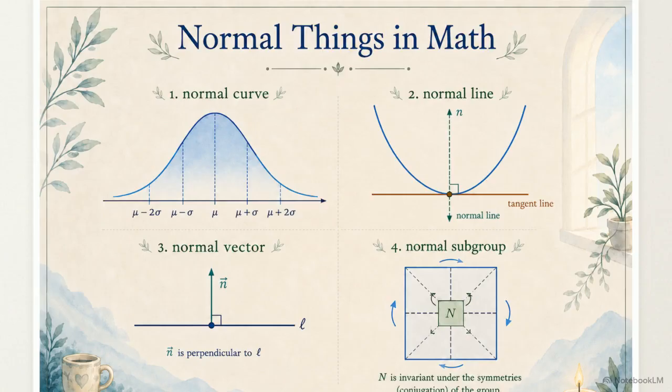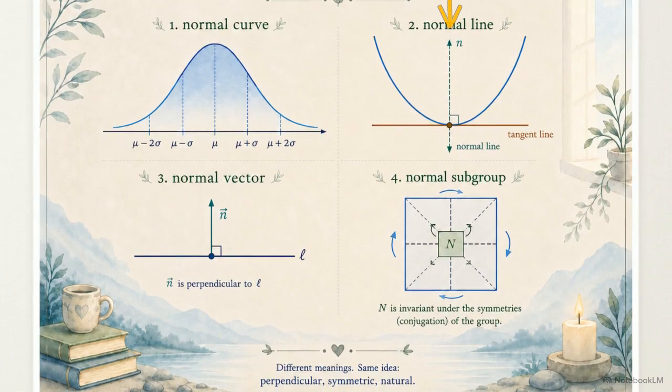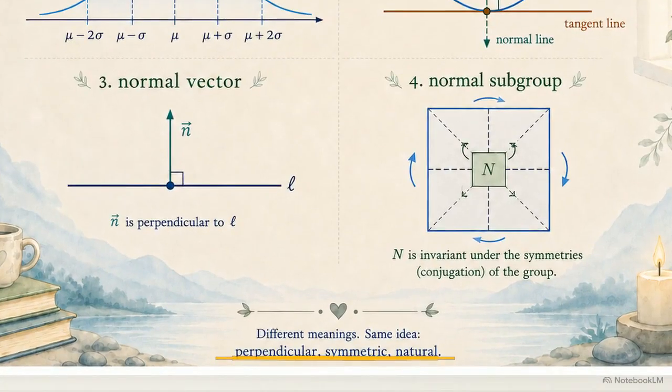This diagram shows these meanings side by side. Whether it's the central peak of a curve, the upright direction of a line, or the stable rotations of a shape, normal always describes a state that is balanced, symmetric, or acts as a standard reference point.